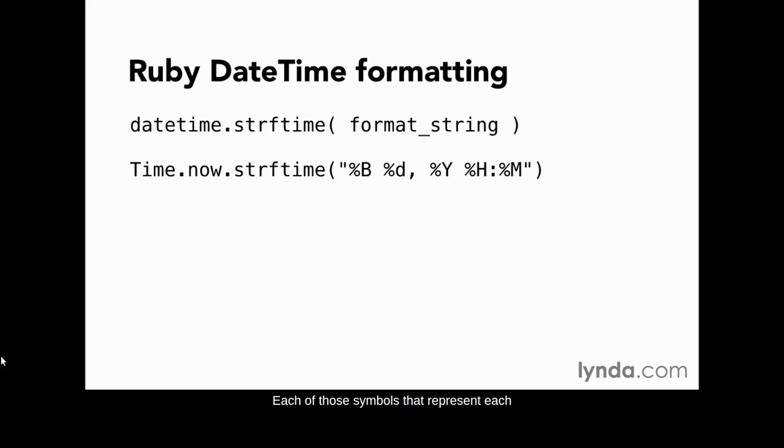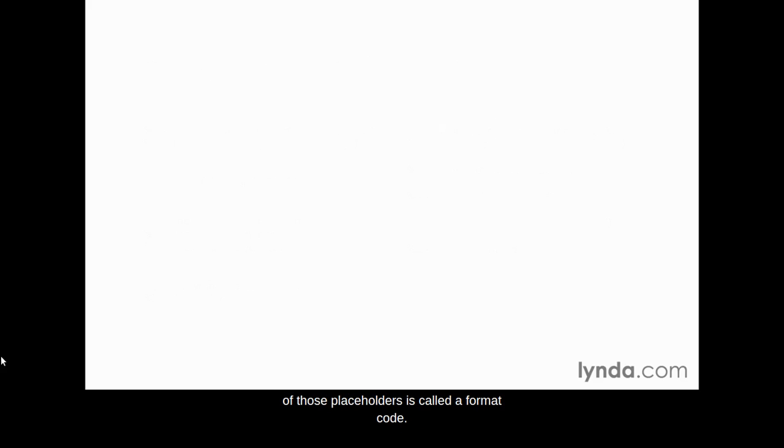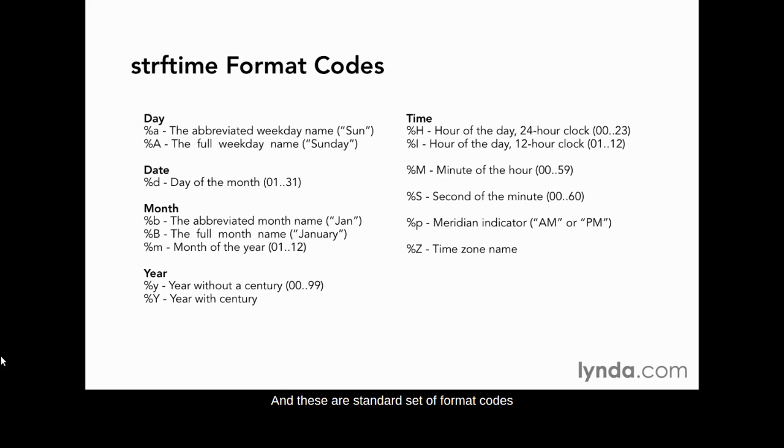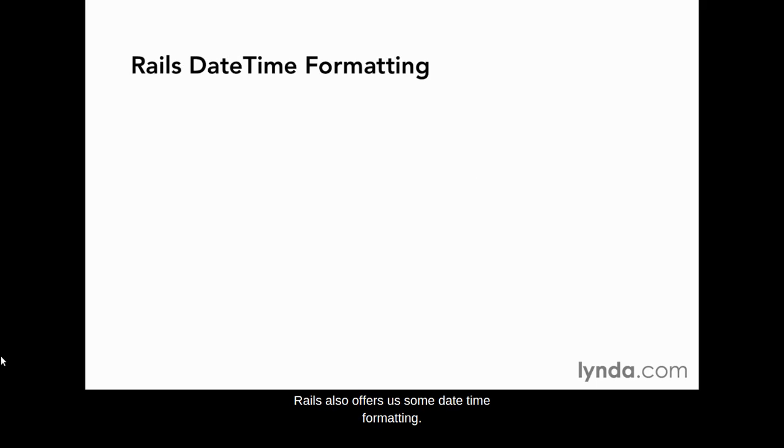Each of those symbols that represent each of those placeholders is called a format code. And these are a standard set of format codes that exist across a number of programming languages, not just Ruby. You can pause the movie if you need to look for a specific format code to help you to write a format string. Rails also offers us some date time formatting.